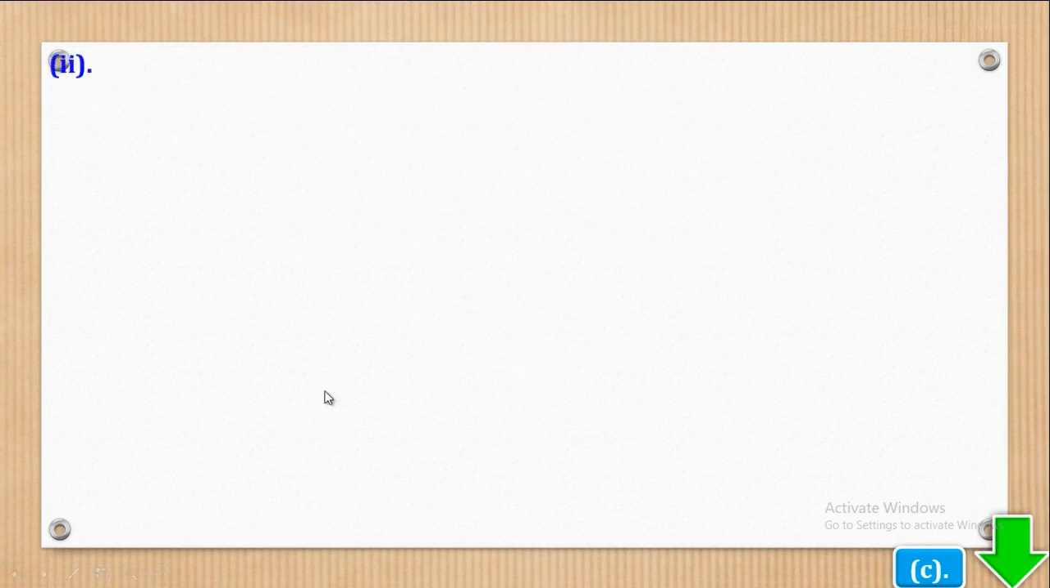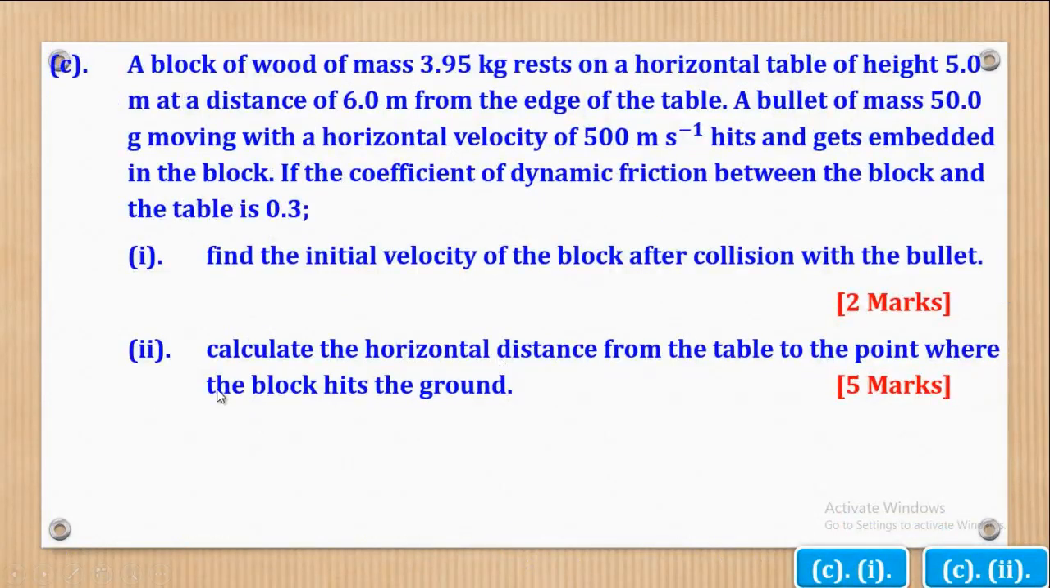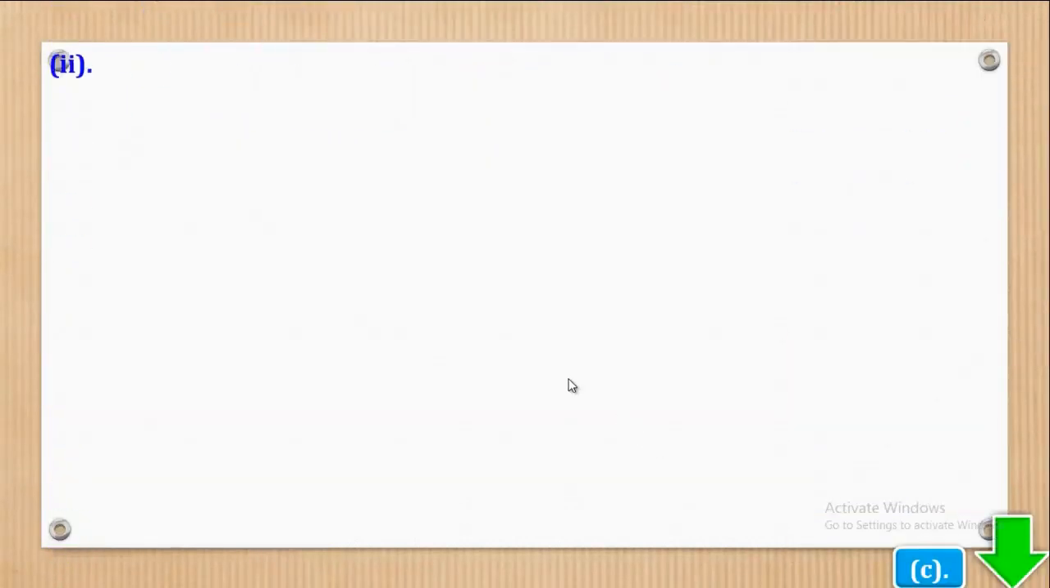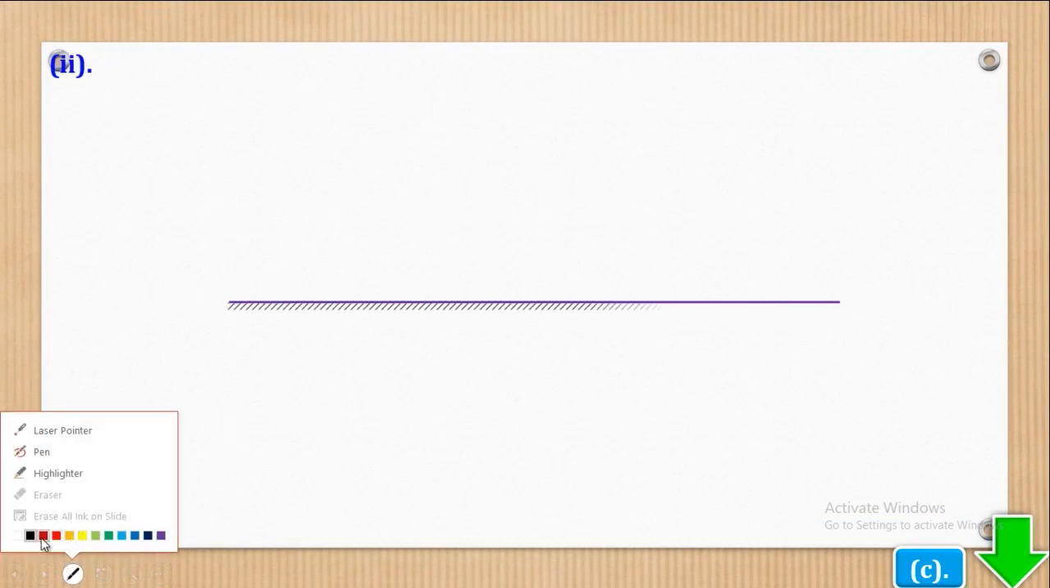So now we shall go to part C Roman 2. Part C Roman 2 says, calculate the horizontal distance from the table to the point where the block hits the ground. This question is easily done with the help of a sketch. So let's first draw a sketch.